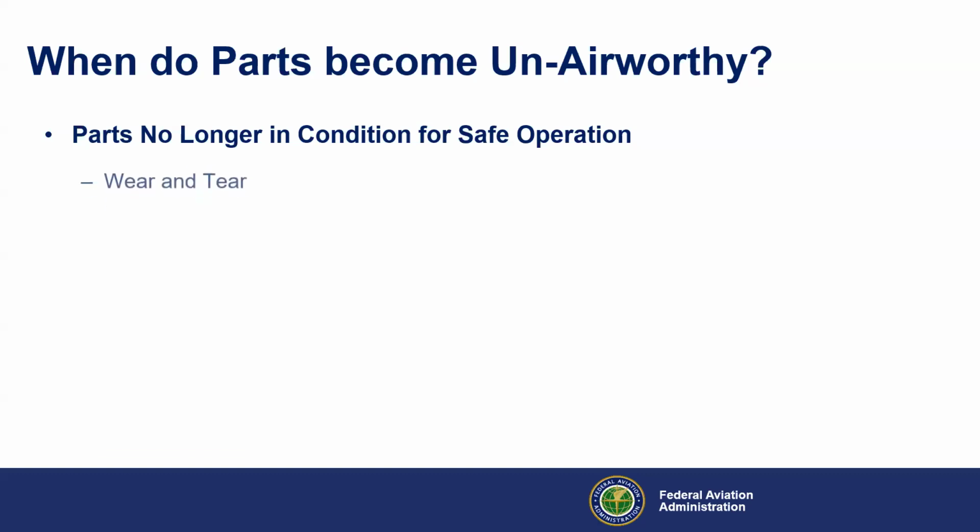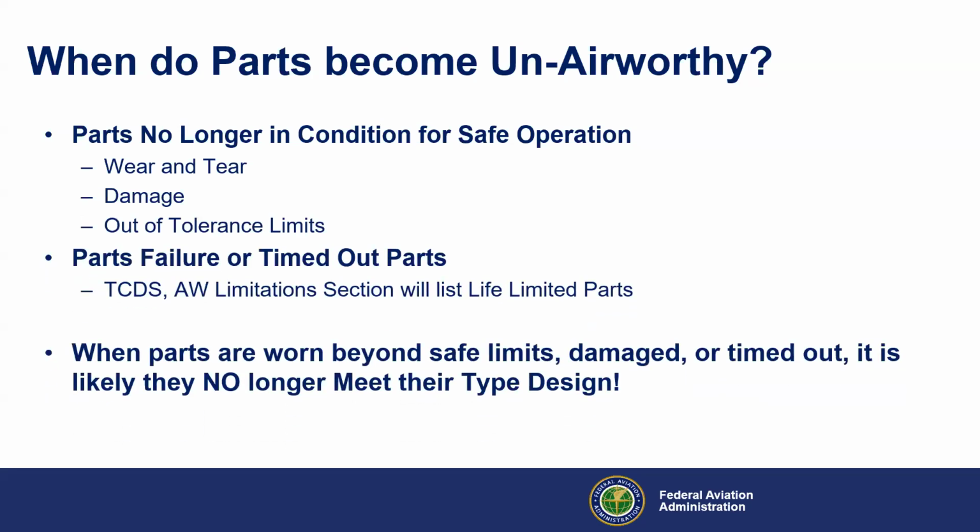So when do parts become unairworthy and require replacement? Well, there's quite a few reasons. Wear and tear, damage, maybe they're out of tolerance limits. Could be parts failure or a timed out part. And life-limited parts would be listed in the type certificate data sheet. Airworthiness limitations section would also list the life-limited parts. And when parts do get worn beyond safe limits, damaged or timed out, it's likely that they no longer meet their type design.